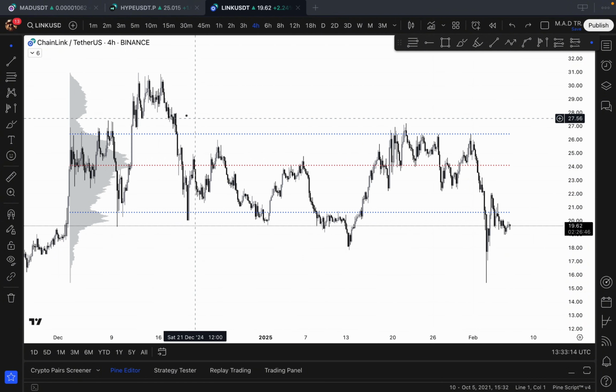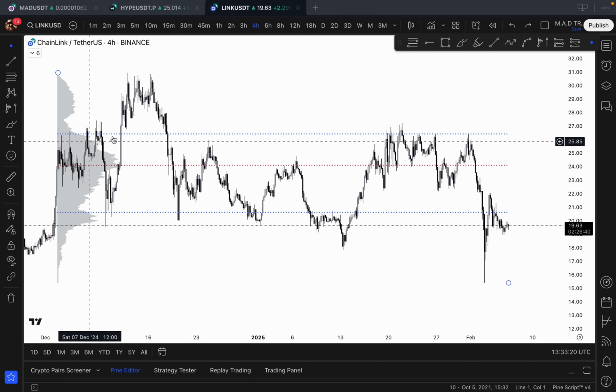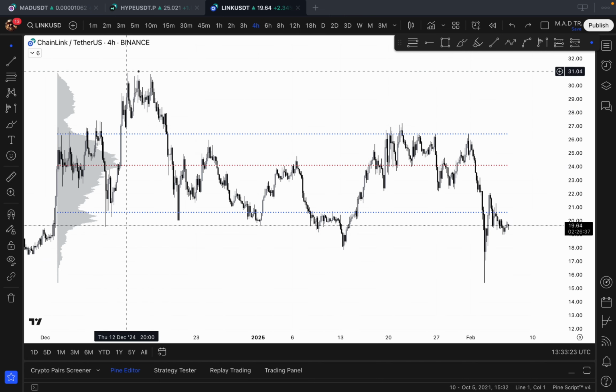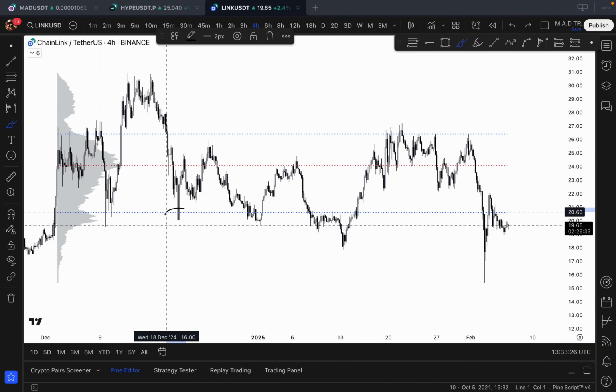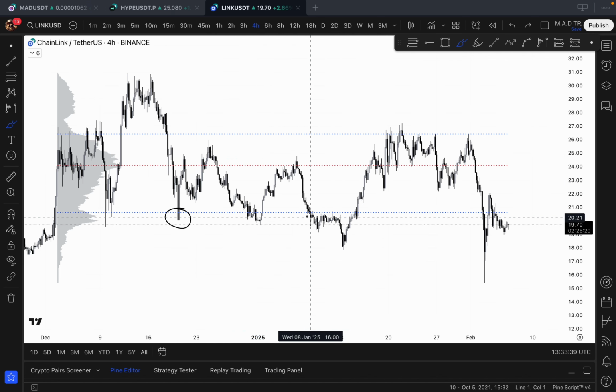What you can then do is look at where your range is and where you can expect reactions. Here, for example, we see this quick move above, but then price comes down, reacts from the value area low, and comes back to just below the value area high. Then you constantly see price rotating from the value area low to the point of control, back to the value area low, with a little deviation.